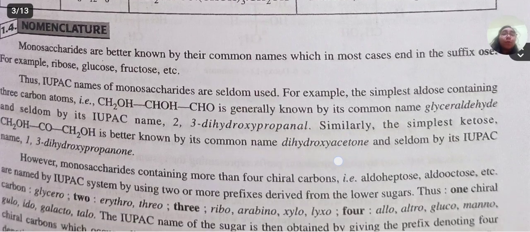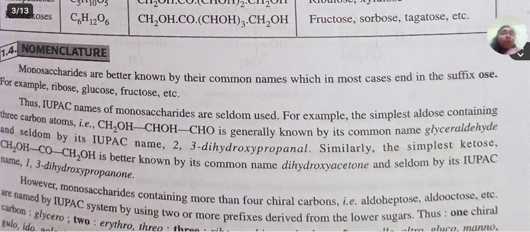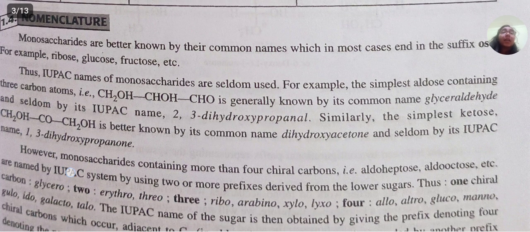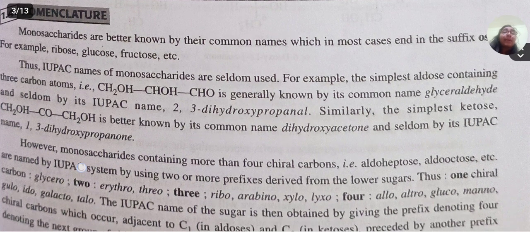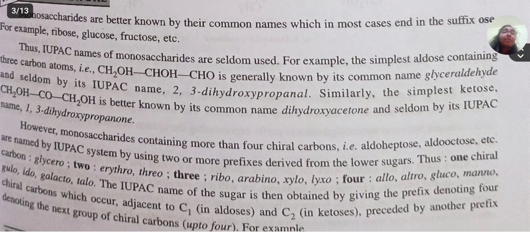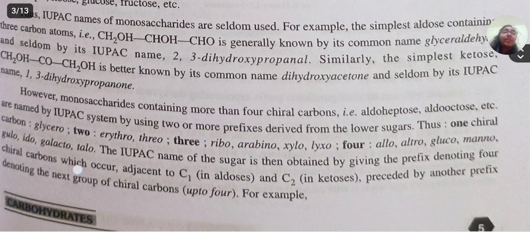Nomenclature. Monosaccharides are better known by their common names, which in most cases end in the suffix "-ose". For example, ribose, glucose, fructose, etc. The IUPAC names of monosaccharides are seldom used. For example, the simplest aldose containing 3 carbon atoms, CH2OH CHOH CHO, is generally known by its common name glyceraldehyde, seldom by its IUPAC name 2,3-dihydroxypropanal. Similarly, the simplest ketose is better known by its name dihydroxyacetone and seldom by its IUPAC name 1,3-dihydroxypropanone.